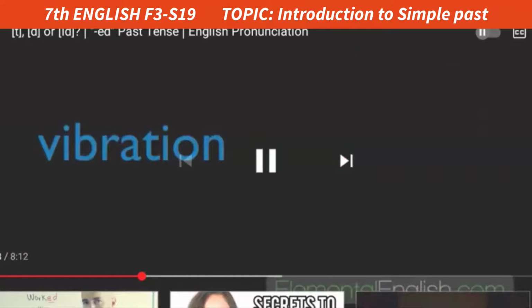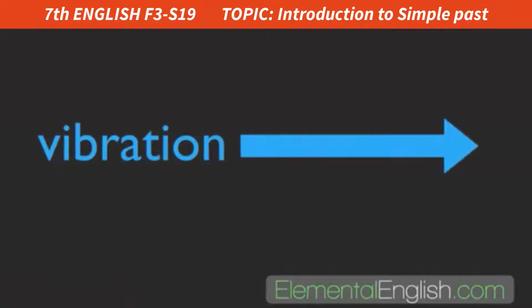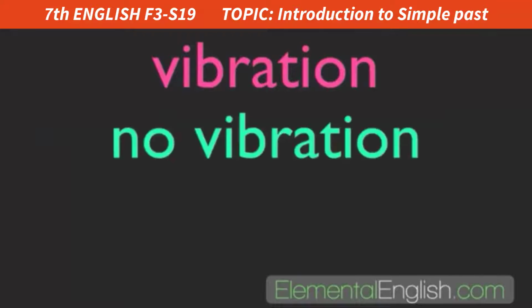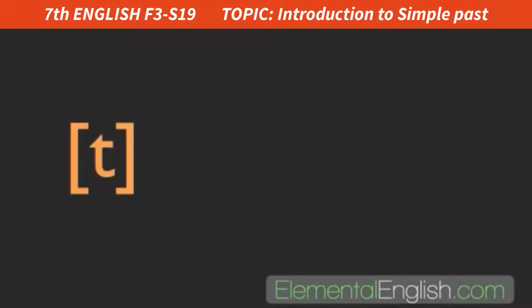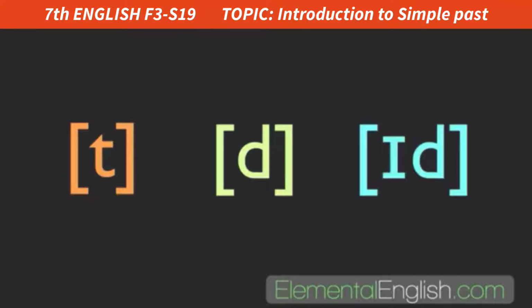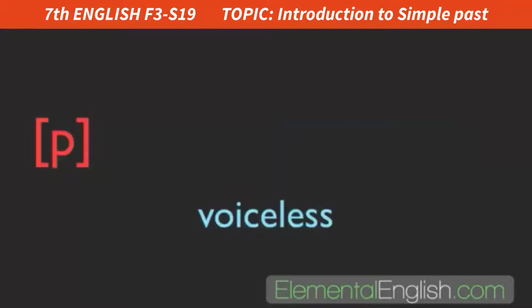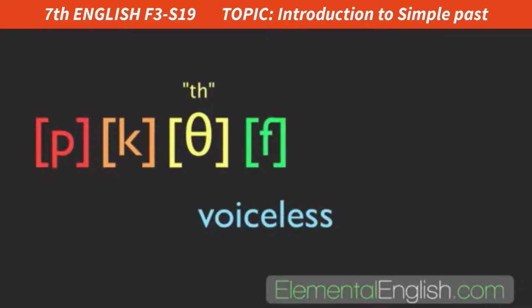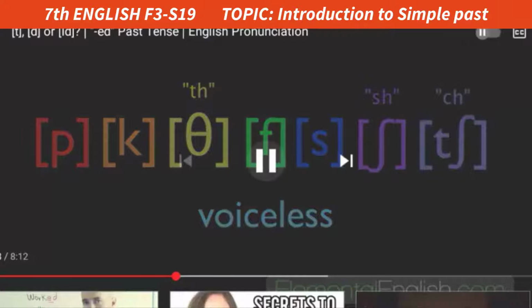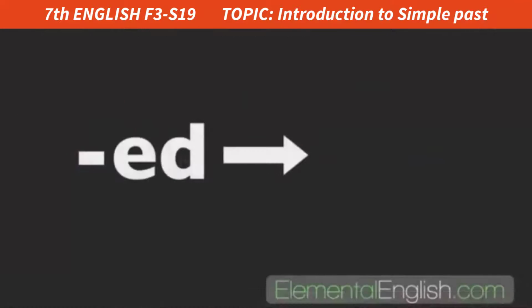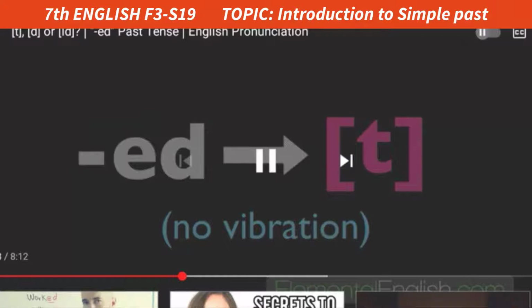This vibration or lack of vibration then carries forward to the following sound in the word. Therefore, this vibration or lack of vibration explains why we pronounce the past tense of verbs in 3 voiced or voiceless ways. T, d, or id. T, final sound. Verbs ending in voiceless sounds, p, k, s, sh, ch, cause the ed ending to be pronounced as the voiceless t with no vocal cord vibration.